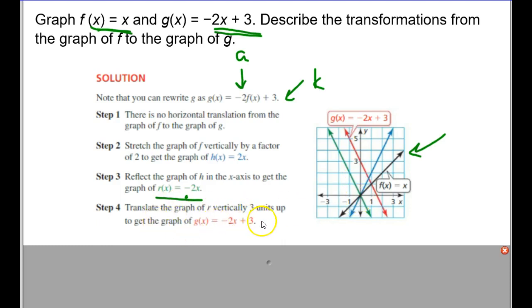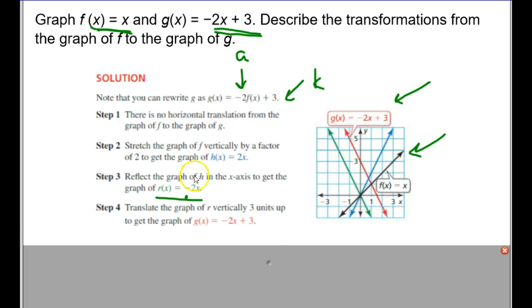And then I translate it 3 units up. So from there, I can go up my 3 units, which gives me my final graph. Okay, so this is definitely always the order you want to go in: horizontal, stretch or shrink, reflection, and then vertical. Just make sure that you have an anagram or some way in your head to remember the order that you do that in.